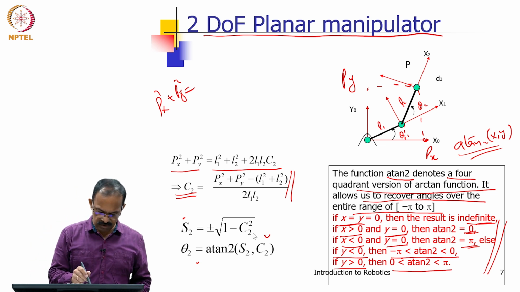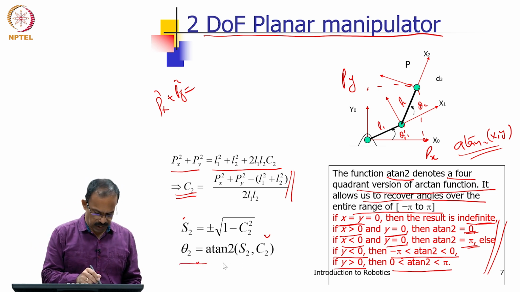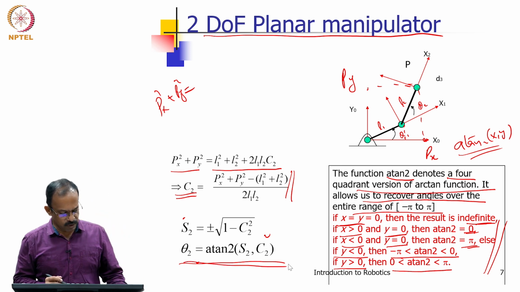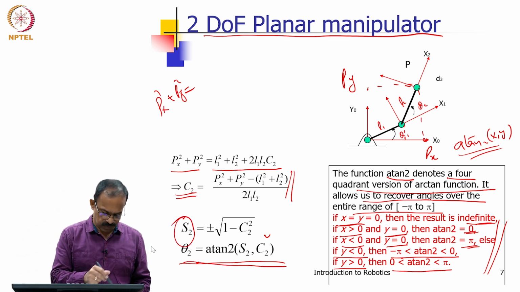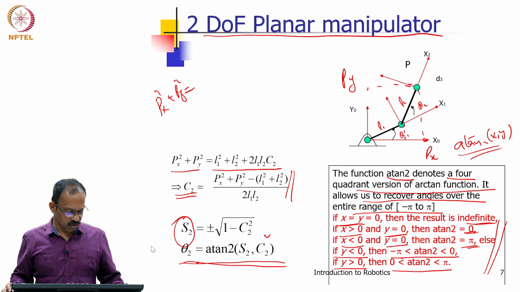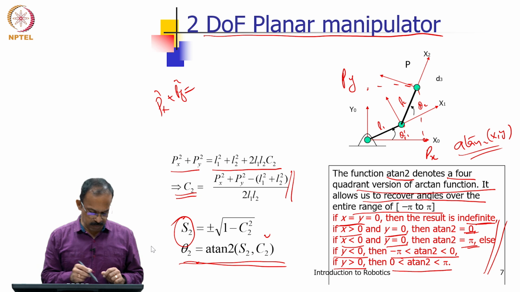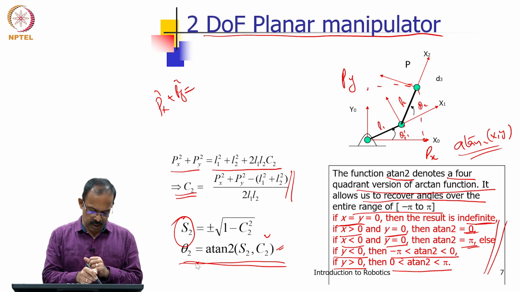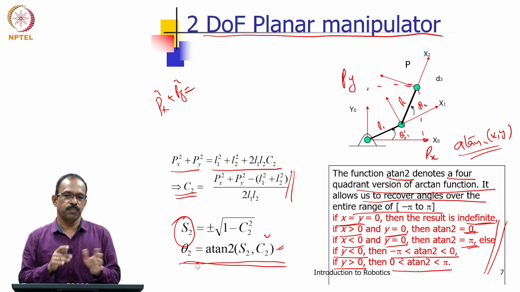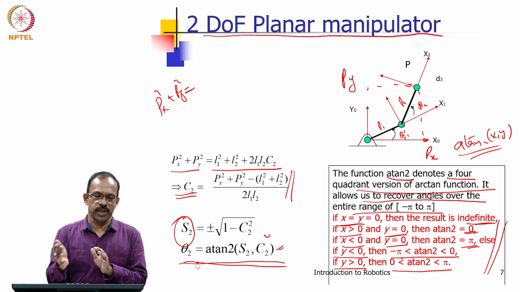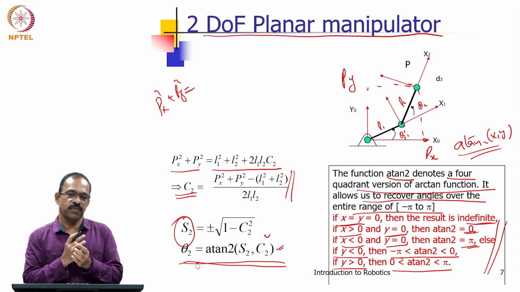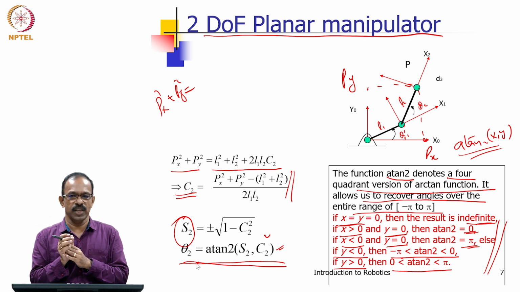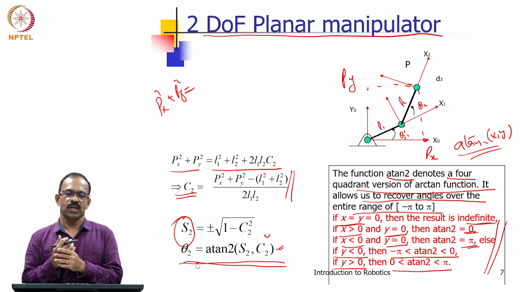So, S2 is plus or minus square root of 1 minus C2 square, and theta 2 is A tan 2 of S2, C2. Because there will be 2 values for S2, one for plus and one for minus, you will get 2 values for theta 2 also. Now, if both values lie within the joint limits of the manipulator, then you have to take both as solutions, and if one is outside the joint limit, you can eliminate it and proceed to find the next joint angle.